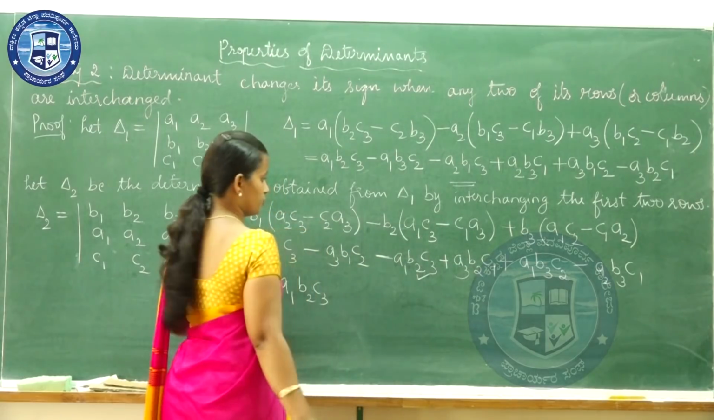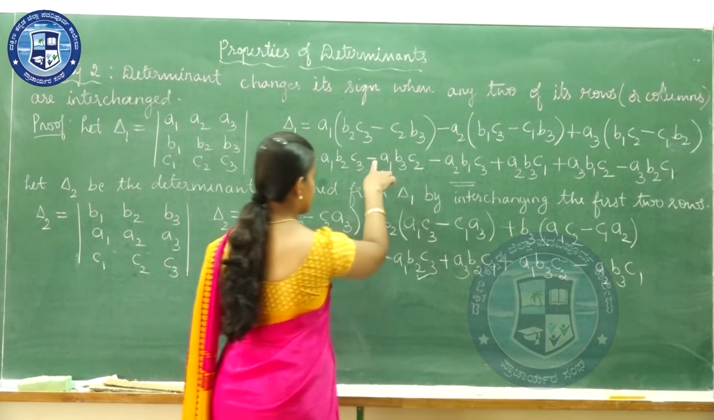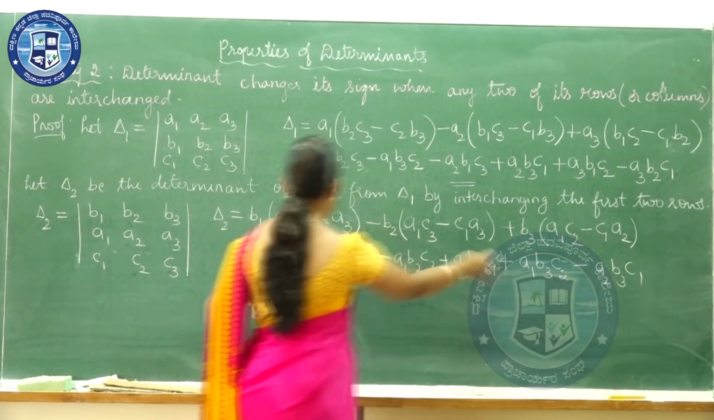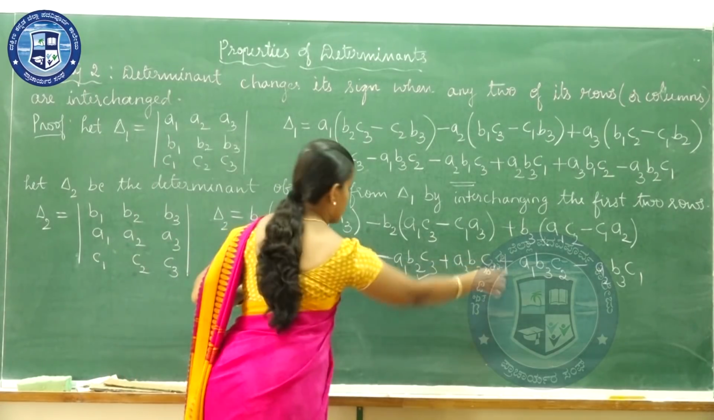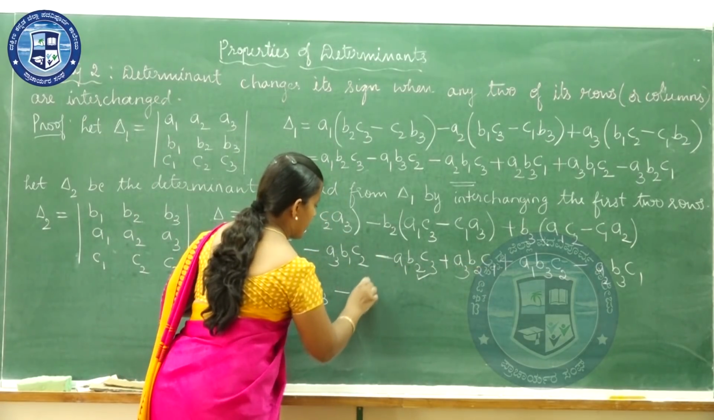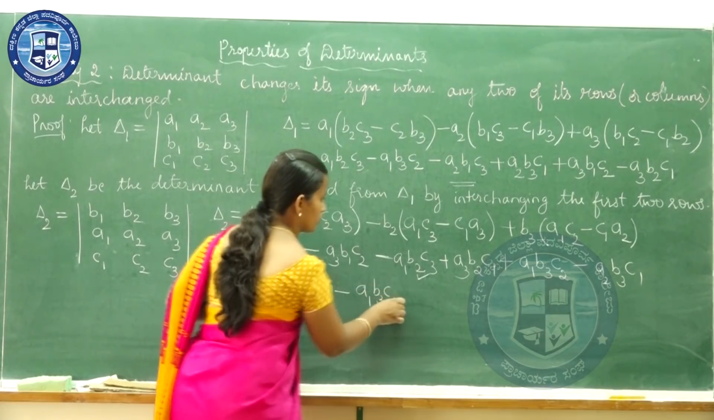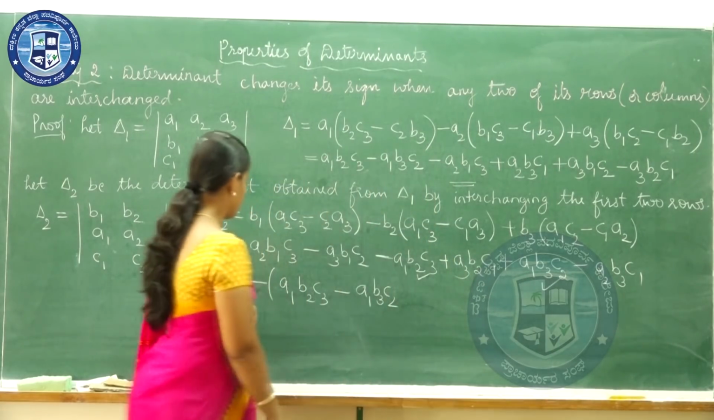So 1 3 2 is here. Here it is minus, here it is plus. Since I have taken the minus sign out, this plus becomes now minus A1 B3 C2. So this term is done.